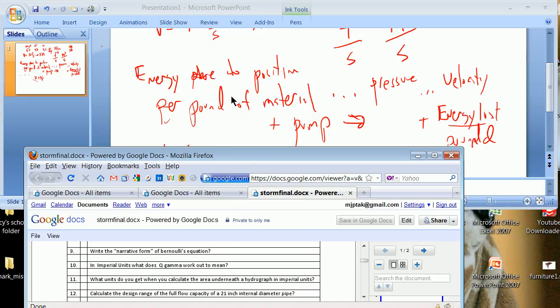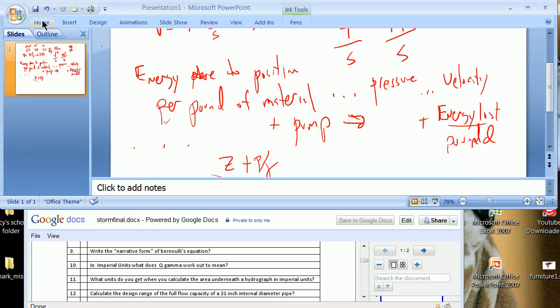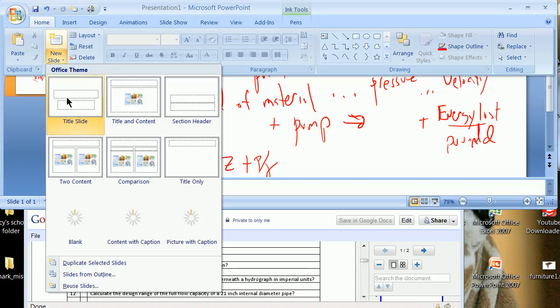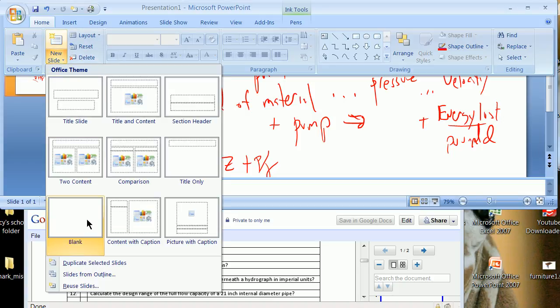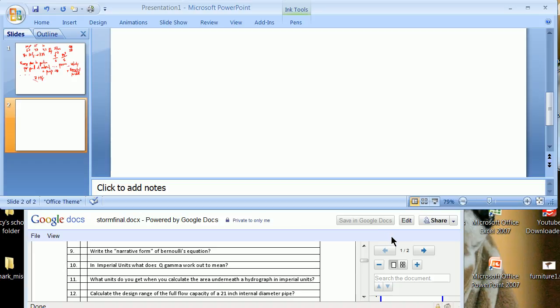What does Q gamma work out to be? I'm going to go home, new slide. Q gamma works out to be pounds per second, because Q is defined as cubic feet per second, and gamma is pounds per cubic foot, and when you cancel those and multiply them together, you get pounds per second.